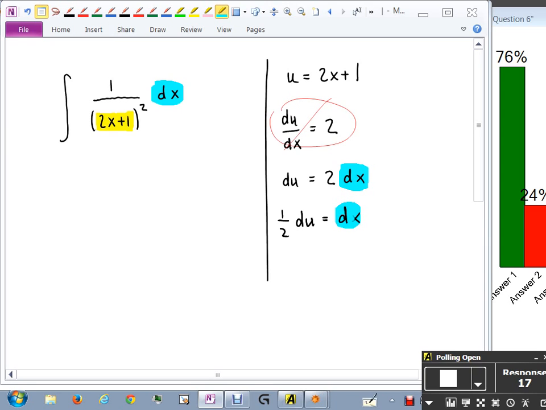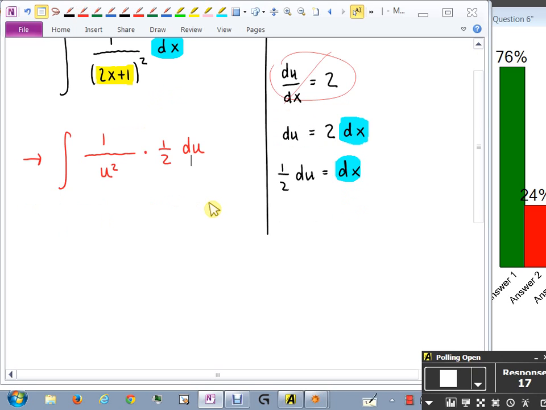And now we should be able to rewrite the problem. Let's see what we would get if we rewrite this. Integral 1 divided by u squared, and then what's dx? 1/2 du. And what am I going to do with that 1/2? Take it completely out. It is multiplication, but I'm not going to write the multiplication here. It's implied.